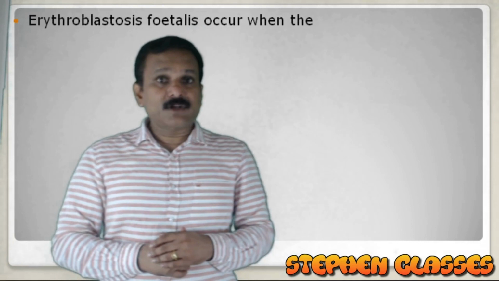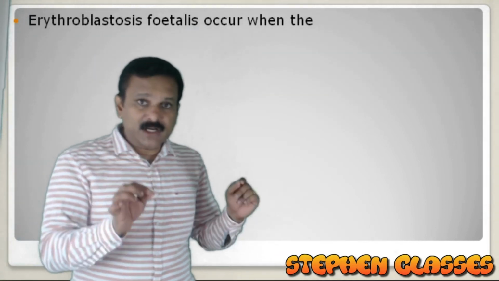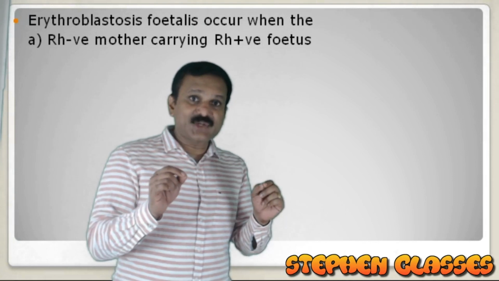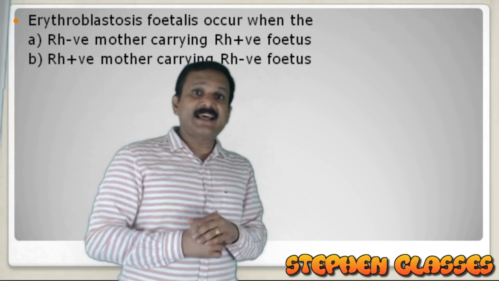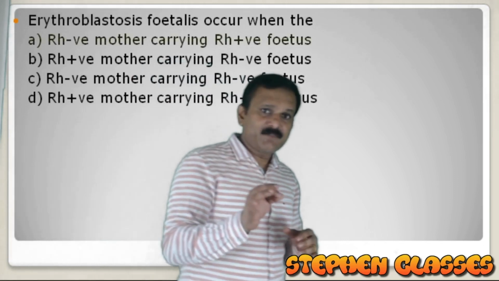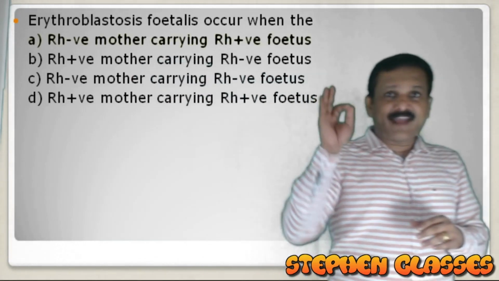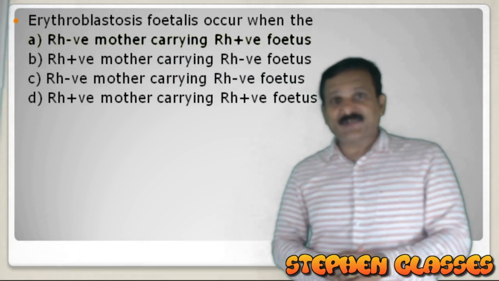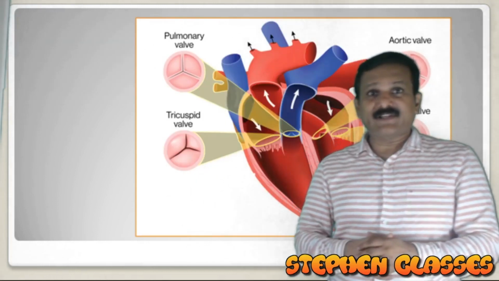So we have the question for you. Erythroblastosis fetalis will occur when the mother is Rh negative and when she carries an Rh positive fetus. So the answer is very simple. Our answer will be option A here. Is it clear? So shall we move to our next question? We have the next question on the screen.